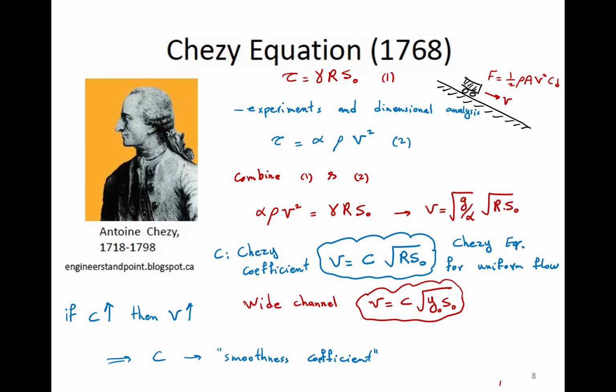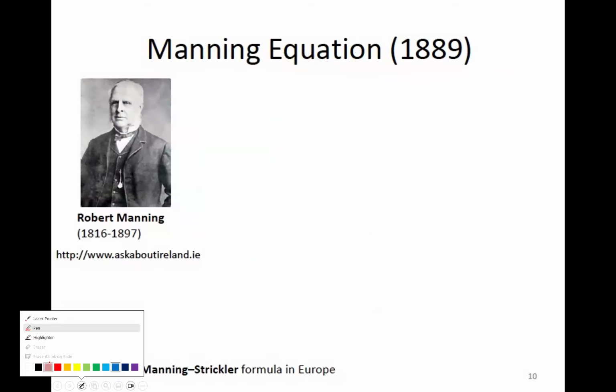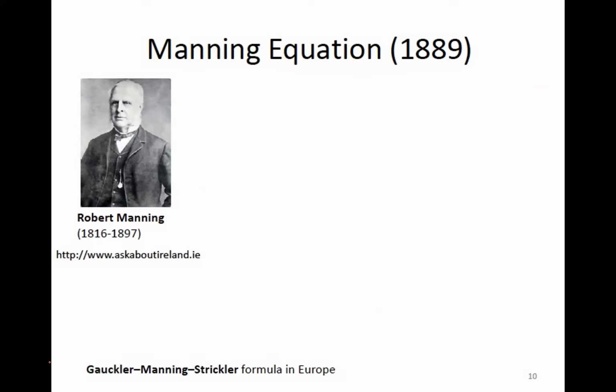Now later on, someone else. So this is the Chezy equation. Later on, someone else called Manning looked at this and made some minor changes, which were again very helpful. So the Chezy equation, I'm going to write it here. Chezy equation says velocity is C times square root of hydraulic radius times slope.